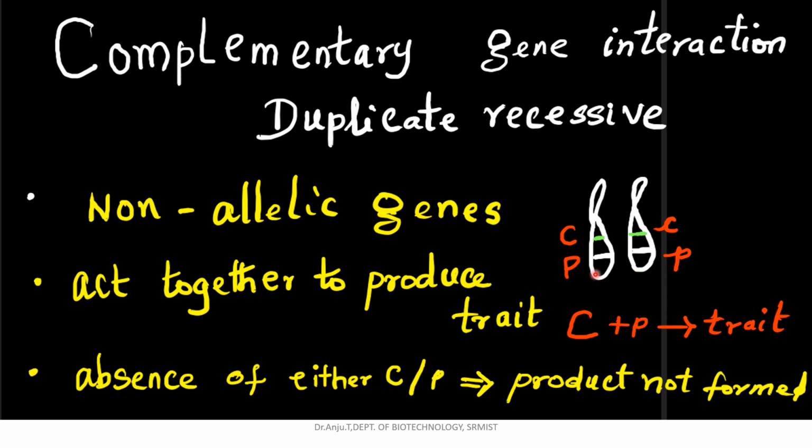But both the genes in the dominant form have to be present for a particular trait to be produced. If either C or P is absent, then the product will not be formed. So that is why we say the gene interaction is complementary. They work together. They compensate. They help each other and they produce a product. So that is why they are complementary gene interactions.